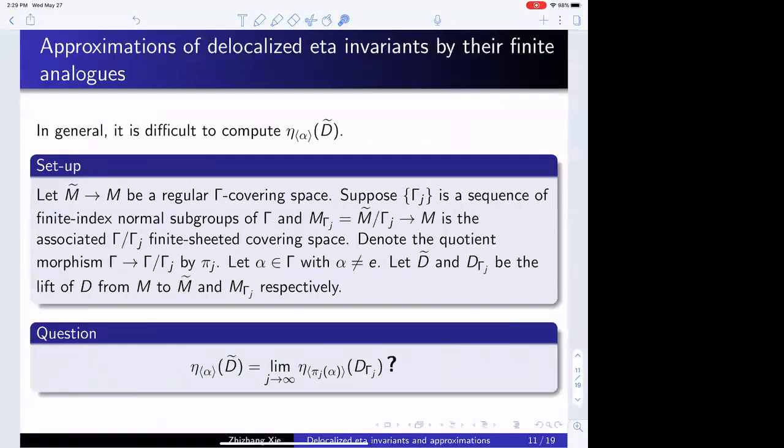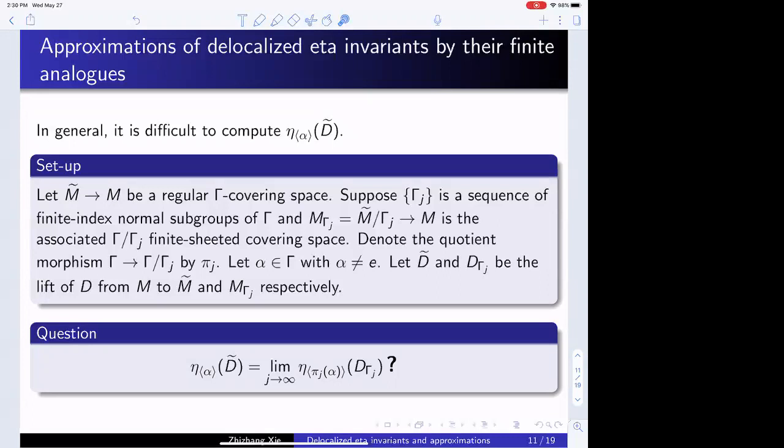So it would be good if, in some situations, I can approximate this one, which is on some gamma covering, by the delocalized eta invariants on some finite sheeted covers. So this appears as a limit of the delocalized eta invariants coming from finite groups. In a finite group situation, as I said, hopefully in a geometric situation, we do have tools to compute those. To make it precise, here's the setup.